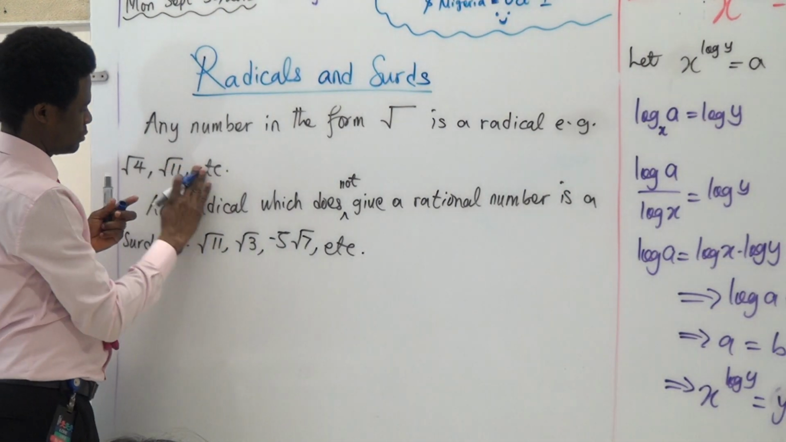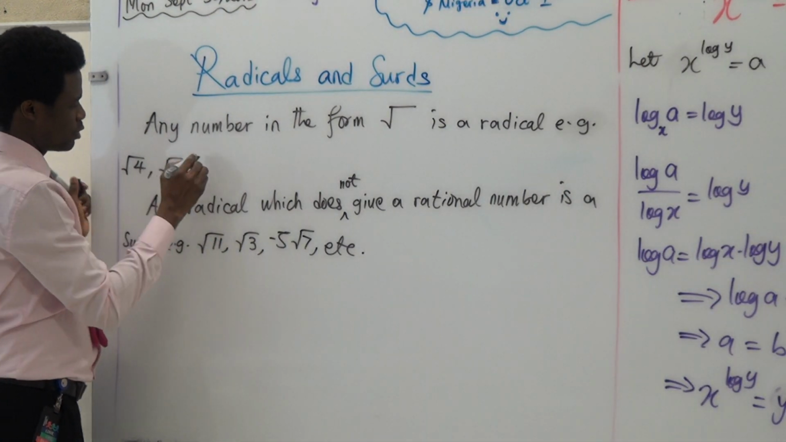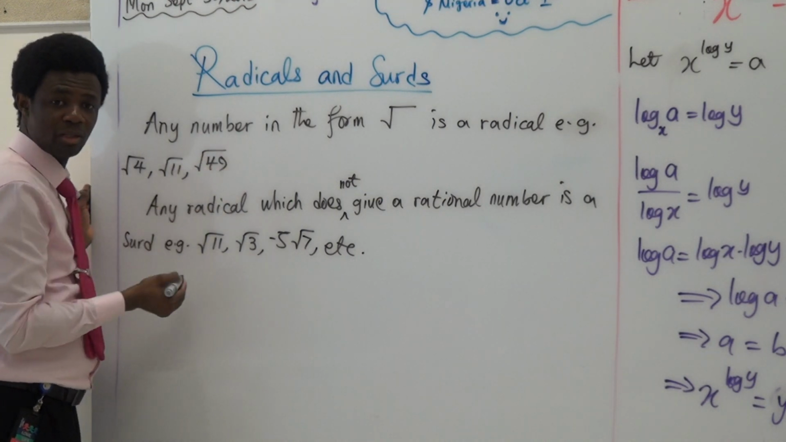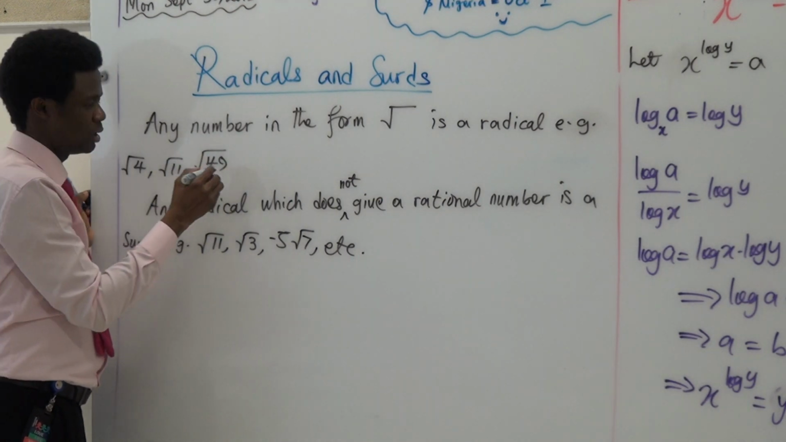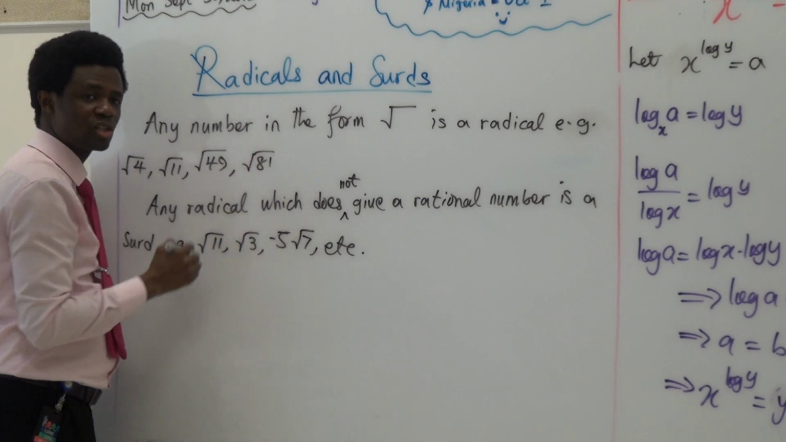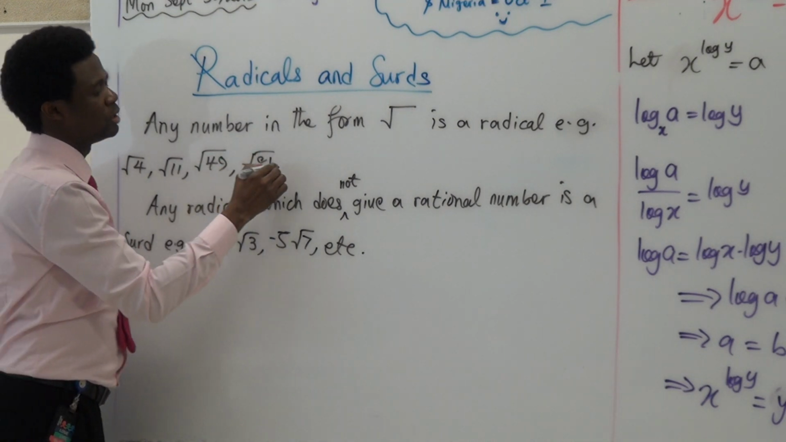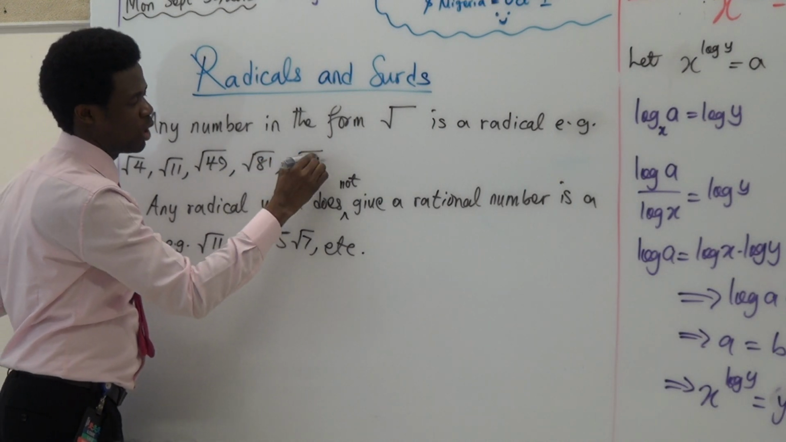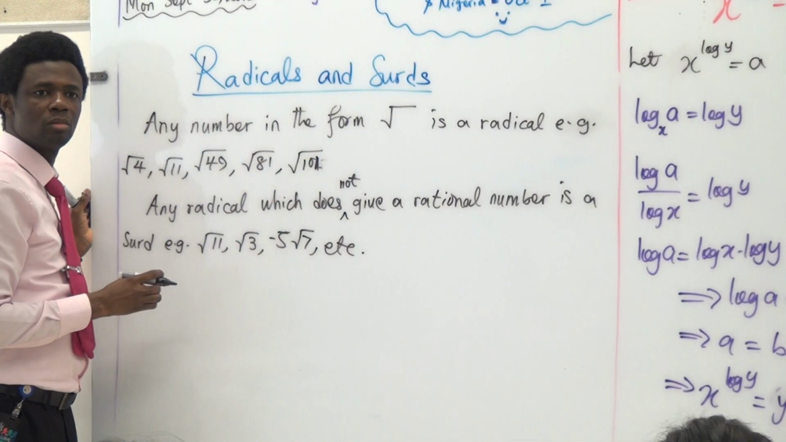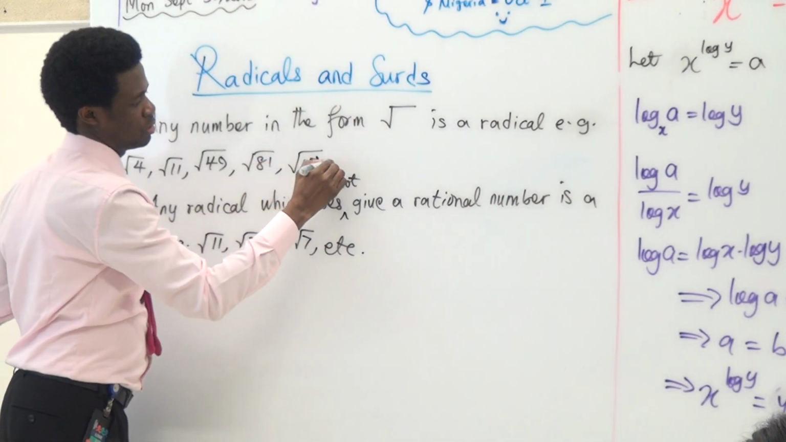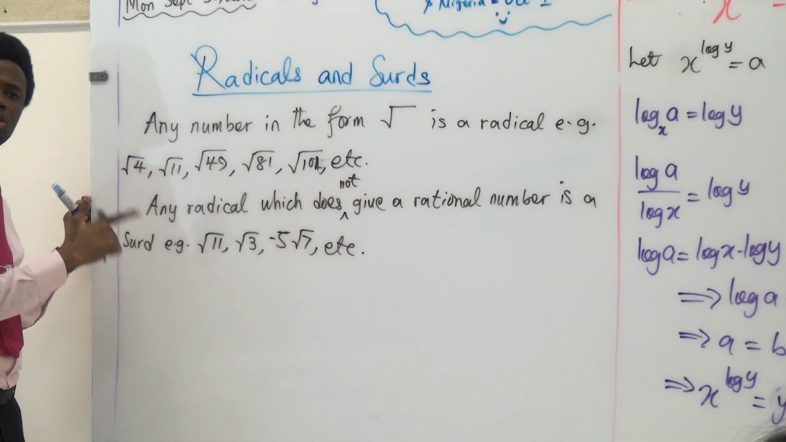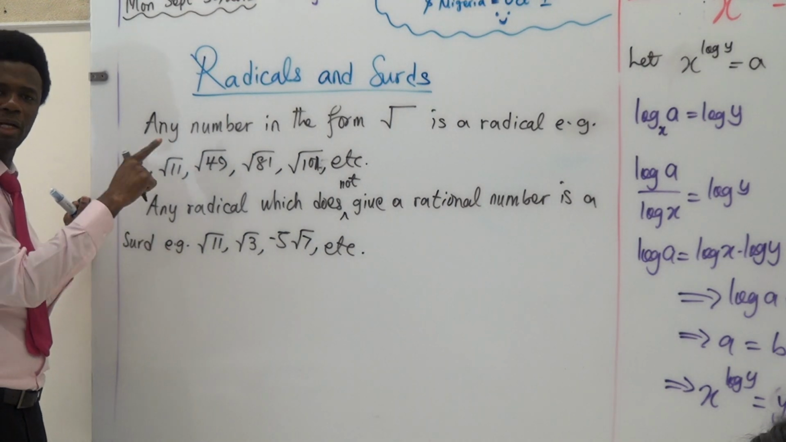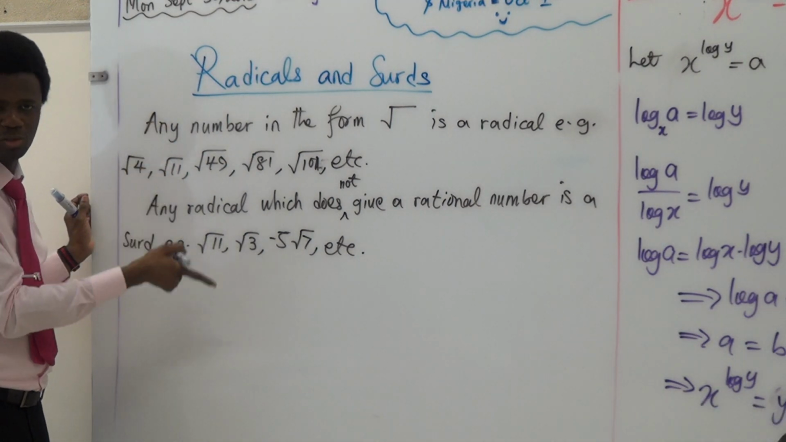If I have root 49, I get a rational number. So it's not a surd. If I have root 81, I get a rational number. So those are all rational numbers, but not surds. But root 11 is a surd, maybe root 101 also. So all surds are radicals, but not all radicals are surds.